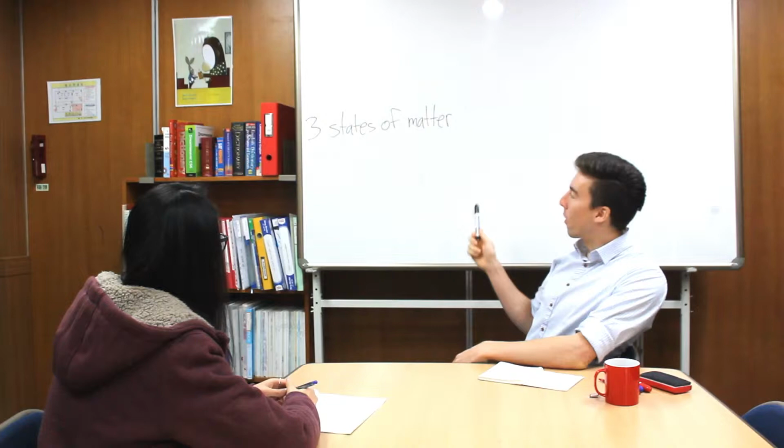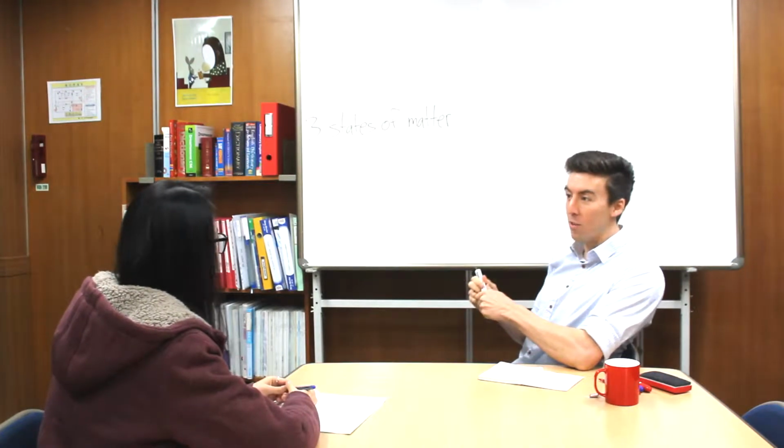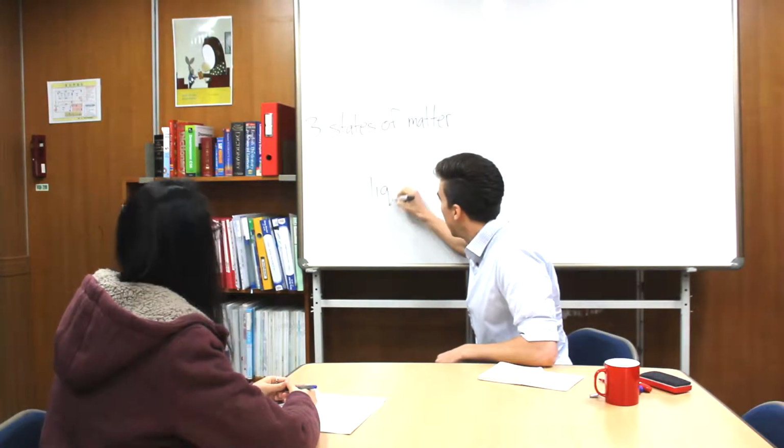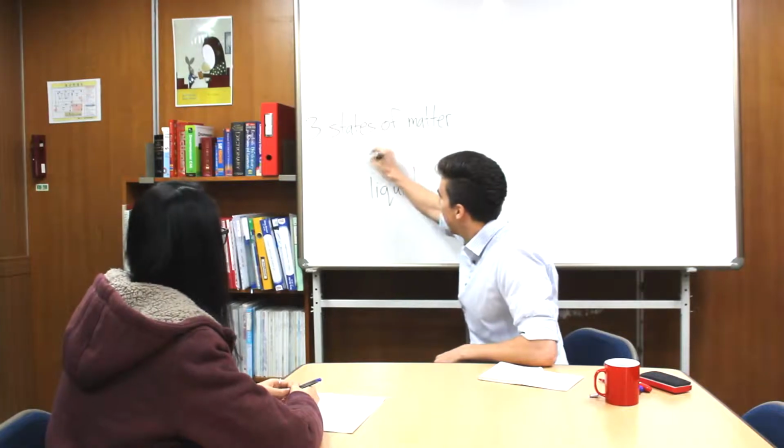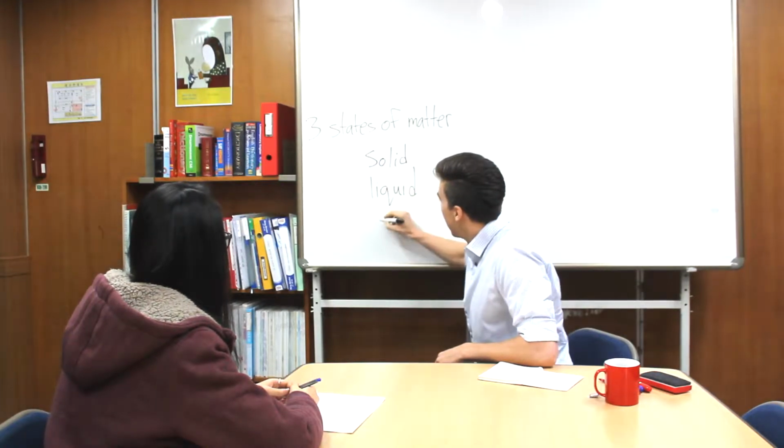So today we're going to be talking about the three states of matter. Now, can you tell me what are the three states of matter? Isn't it like liquid? Liquid's one of them. Good. Solid. And gas. Very good. Liquid, solid, and gas.